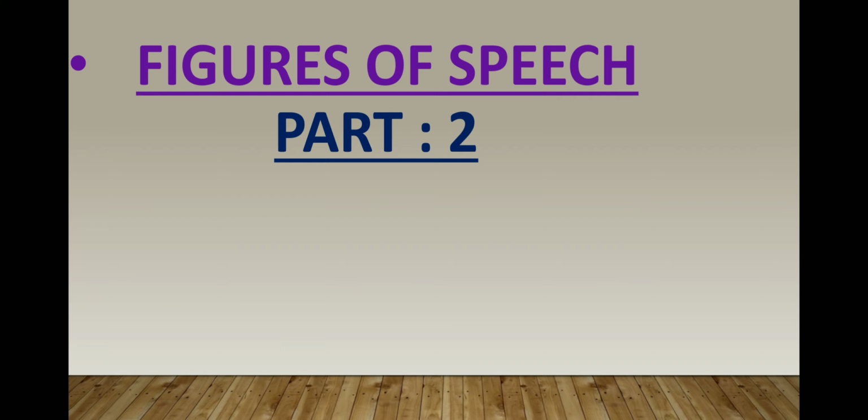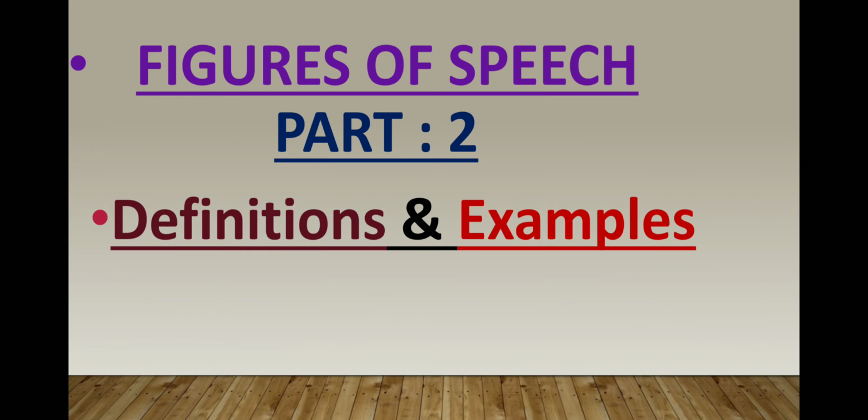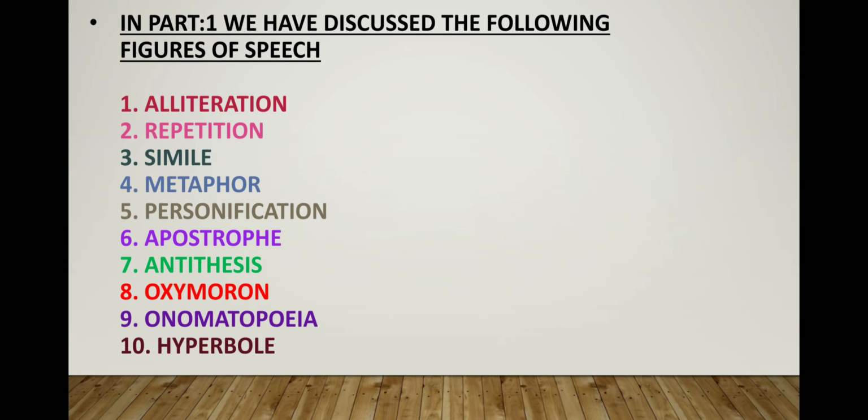Today we shall discuss part 2 of figures of speech. Here we are going to discuss the definition of particular figure of speech with the examples. In part 1 we discussed 10 figures of speech and they are alliteration, repetition, simile, metaphor, personification, apostrophe, antithesis, oxymoron, onomatopoeia and hyperbole. Let's go for the remaining figures of speech which are important from the examination viewpoint.